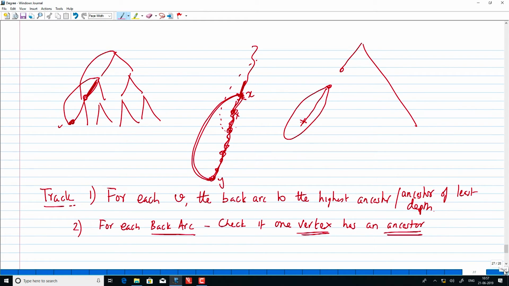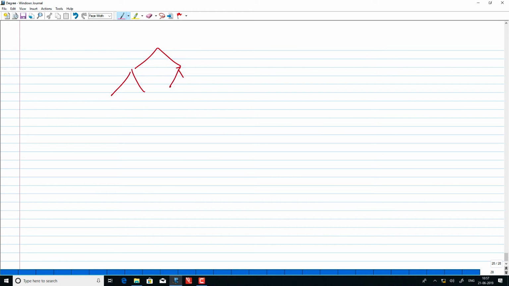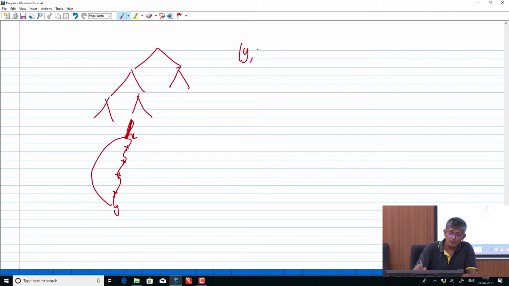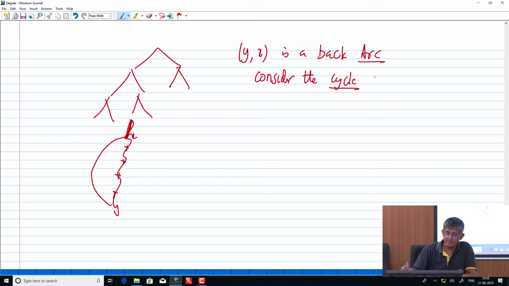So let's do this. Again, the tree arc is very crucial. The tree structure, the sequence of tree arcs, is very crucial. I'm interested in this tree arc. Let us assume that there is this back arc. This back arc asks all these vertices: all of you tell me your ancestor whose depth is the least. So X is here, Y is here. YX is a back arc. Consider that special cycle, remember, which is X, tree arcs, Y, and the back arc YX.